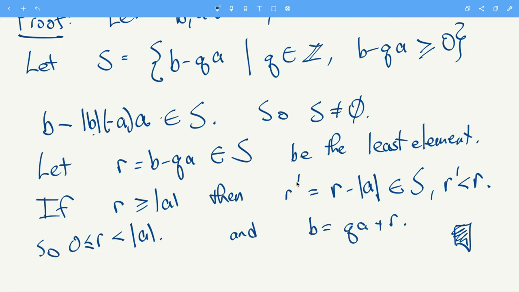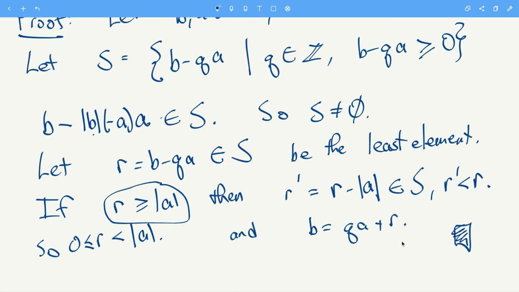Then just take r prime to be r minus the absolute value of a. And notice that r prime is less than r and bigger than or equal to 0. It's also of the form b minus qa, so it's in S, but it's less than r, and r is the least element. This is a contradiction. So our assumption that r is greater than or equal to the absolute value of a is false. So r must be in this range.